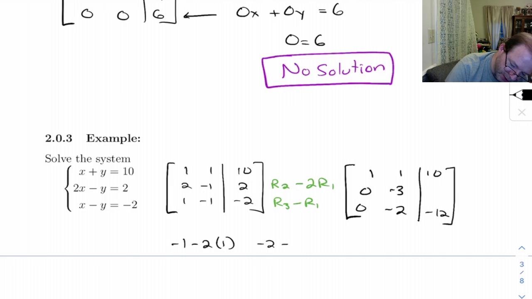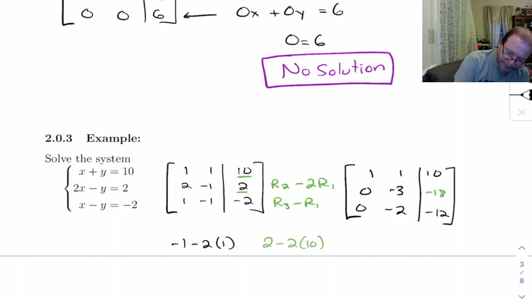Yeah, this one right here, this is a really easy thing to do. What I'm doing here is row 2 minus twice row 1. I just grabbed my numbers from the wrong places. So I'm doing this minus twice that. So that's going to be 2 minus 2 times 10. So what is that? 2 minus 20 is negative 18.